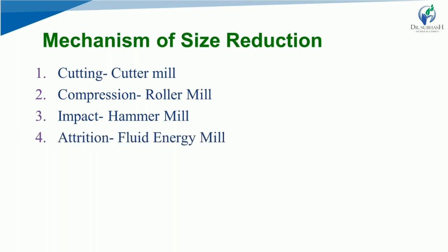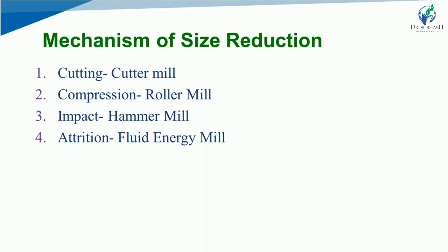Fourth and the last is attrition. This process involves breaking down of material by rubbing action between two surfaces, that is surface phenomena. It is generally necessary for fine grinding. Example is fluid energy mill. Now as you can see, cutting, compression, impact, attrition, these four are the basic modes of size reduction. You have to remember these four mechanisms, or you can also say modes of size reduction. This will be helpful in your GPAT examinations or any competitive examinations.